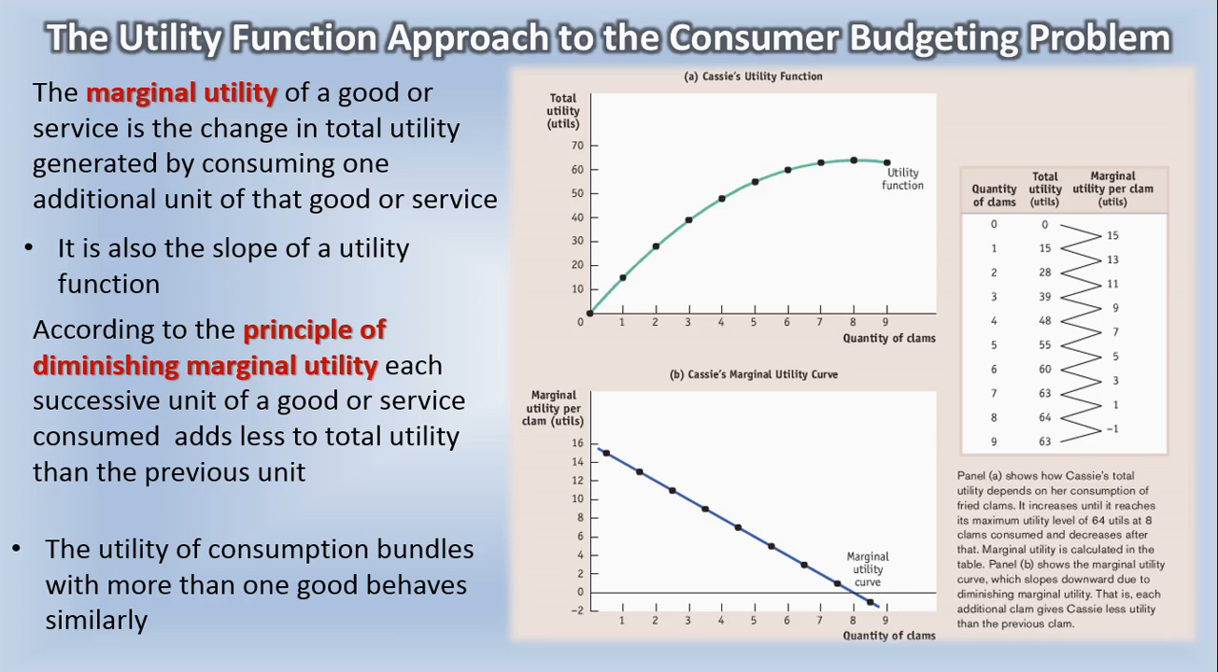The utility of consumption bundles with more than one good behaves similarly. So again, we're talking about a world where there's only one good, clams. Her consumption bundle is made up of just clams, right? Let's say we added another good in there. That means her utility would be a function of 2 variables, 2 goods. So that would be a 3-variable relationship, which would have to be represented 3-dimensionally.